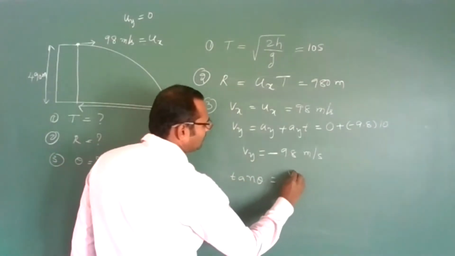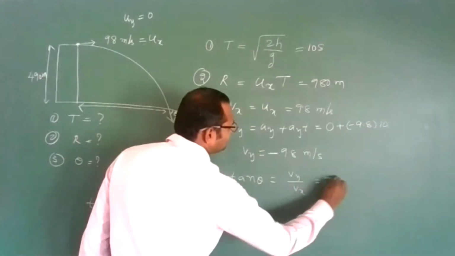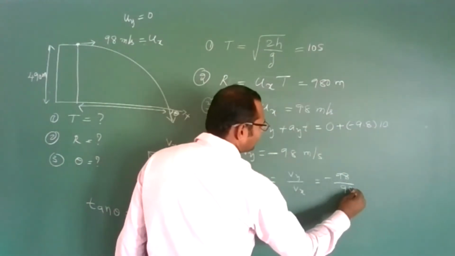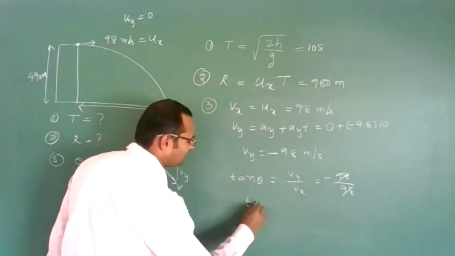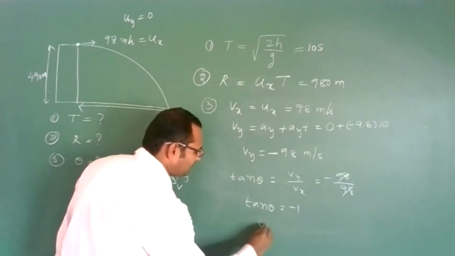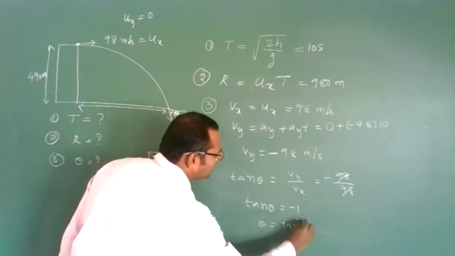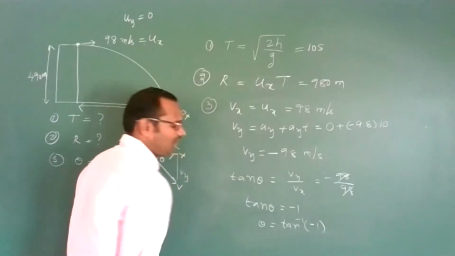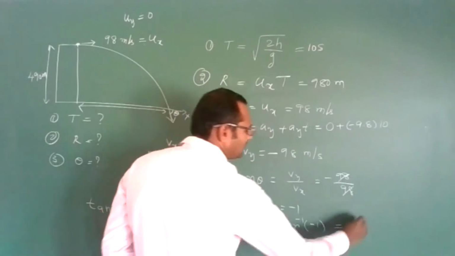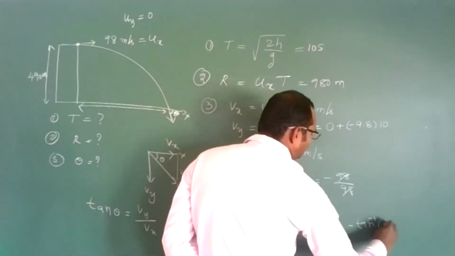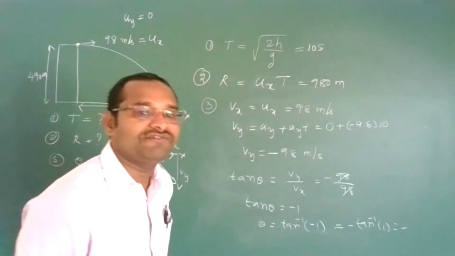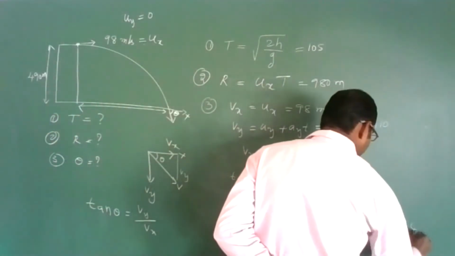Tan theta is equal to Vy by Vx. That is nothing but minus 98 upon the Vx value, which is given as 98. So 98 by 98 means tan theta we got as -1. Means what we can write: theta is equal to tan inverse of -1. Simply we can write the minus outside: tan inverse of 1. We know tan theta equals 1 at an angle of 45 degrees. Yes, 45 degrees.